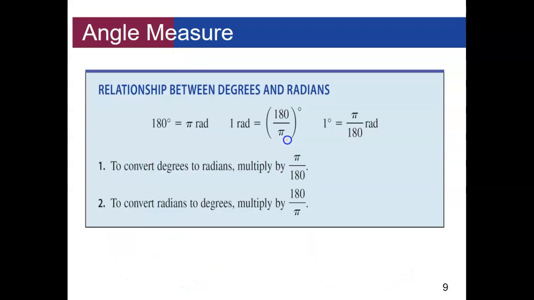Okay, so we need to be able to go back and forth between the two. So 180 degrees is equal to 1 pi radian. 1 radian is 180 degrees divided by pi. And 1 degree is pi over 180. So basically, these are the rules you need to know. If you're going from degrees to radians, you multiply by pi over 180. If you're going from radians to degrees, you multiply by 180 over pi.